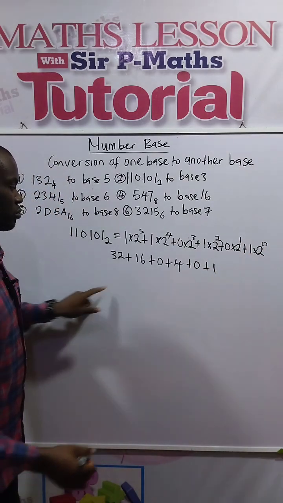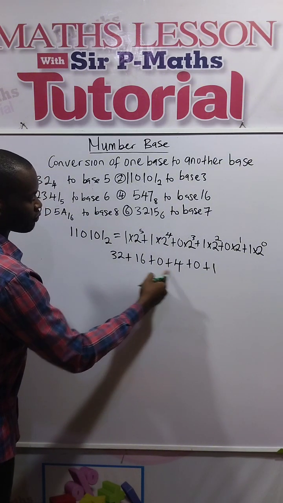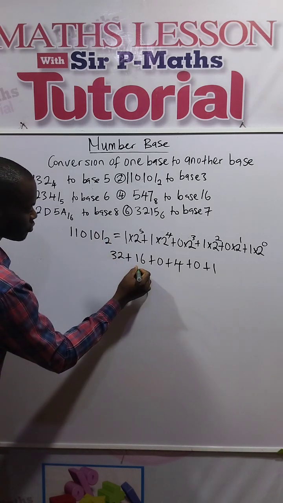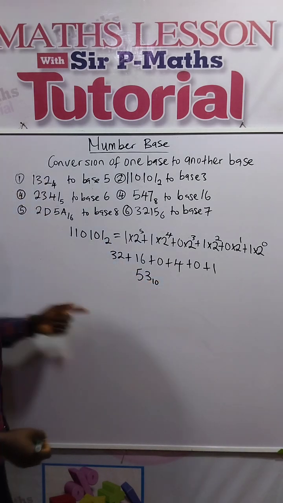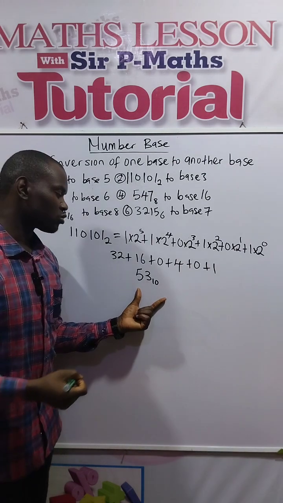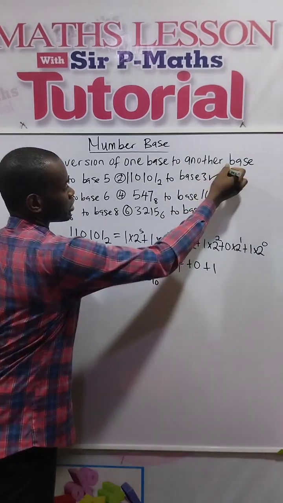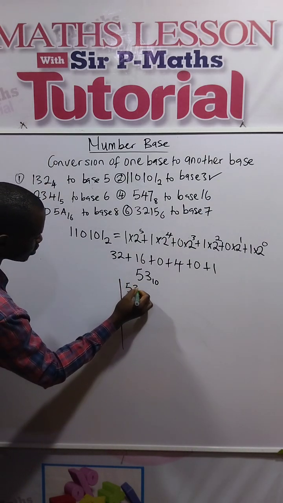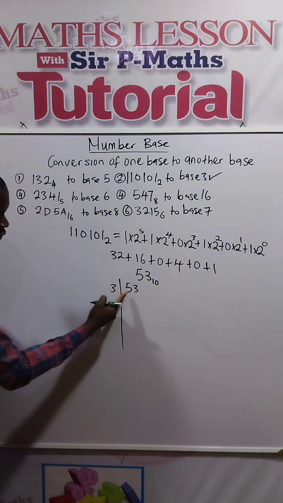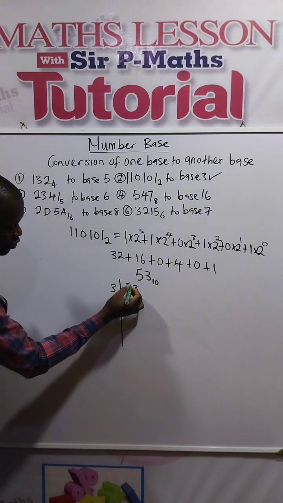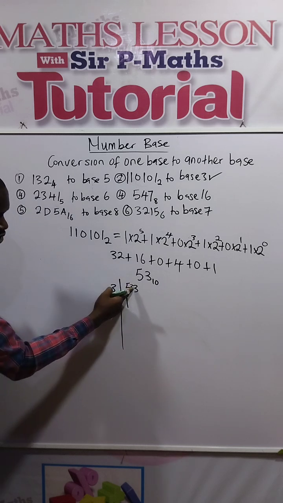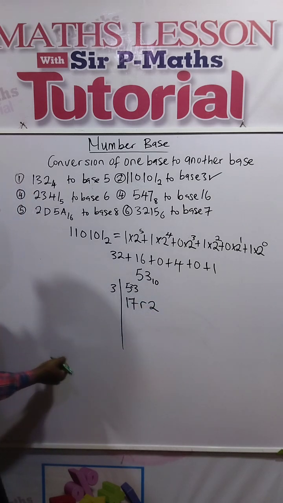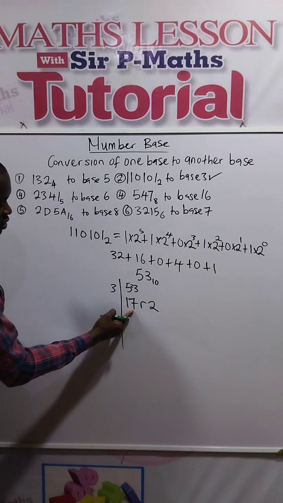So let's add up all the numbers. 1 plus 4 is 5, plus 16, 21. 21 plus 32 will give us 53. So we have 53, and that is in base 10. Now the next thing we want to do is to convert this base 10 number down to base 3, which is the given base. That means we are dividing 53 by 3. All right, so when you divide 53 by 3, you have 17, remainder 2.